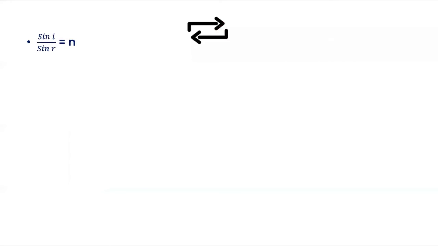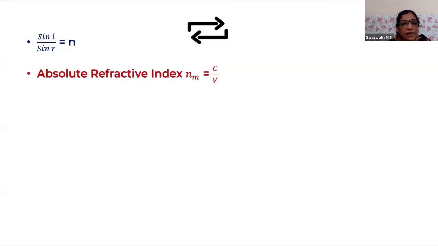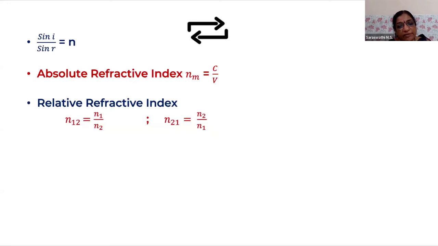So let us have a recap. Sin i by sin r is n. Absolute refractive index is a comparison of speed of light in air or vacuum to the speed of light in the medium. Relative refractive index of medium 1 with respect to medium 2 will be absolute refractive index of medium 1 by the absolute refractive index of medium 2. Then relative refractive index of medium 2 to medium 1 will be absolute refractive index of medium 2 by that of medium 1. So whatever comes first will be on top. Whatever comes next will be below.